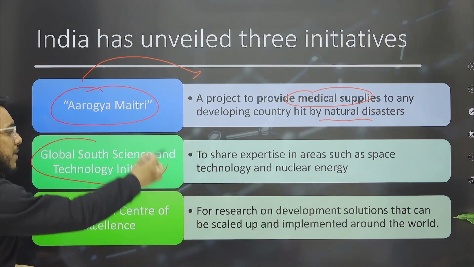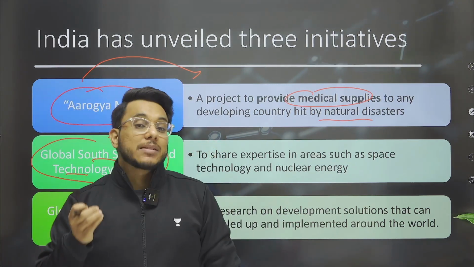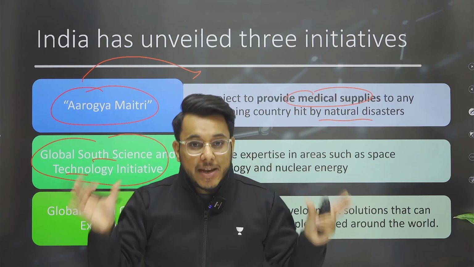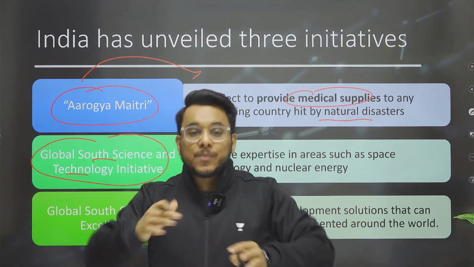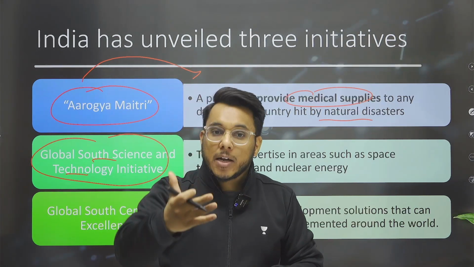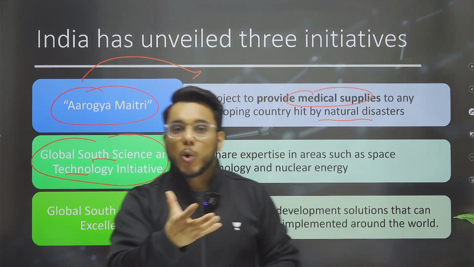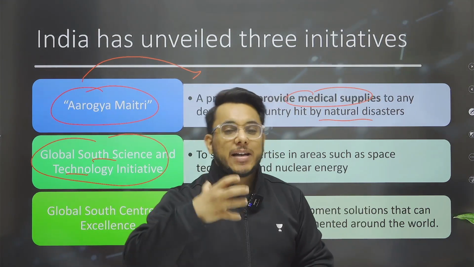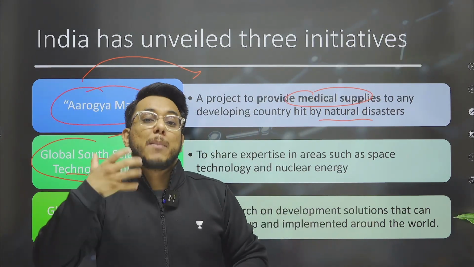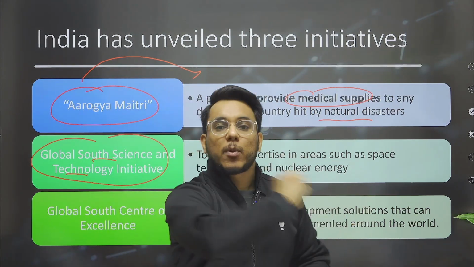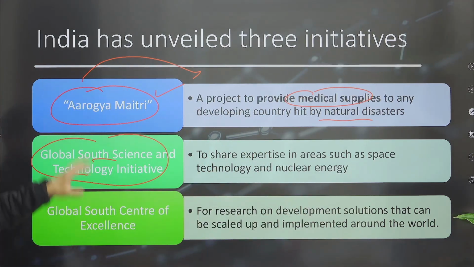Then the next is the Global South Science and Technology Initiative. Now see this thing, India has had some credible breakthroughs in defense, in technology, in science. Now India will share that expertise with the Global South countries. The Global South countries are all the developing countries. They have quite similar challenges to those India also has, but India has successfully solved many such challenges, and now India will provide a leadership role. So here, Arogya Maitri, second is the Global South Science and Technology Initiative.